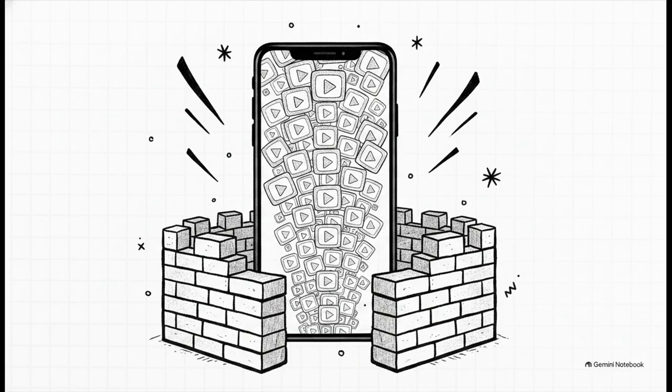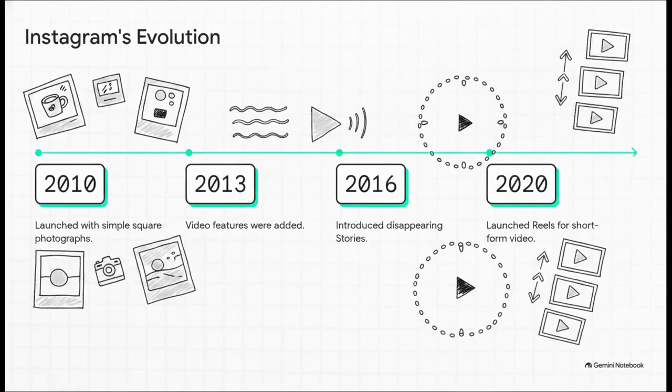TikTok fundamentally changed how people consume media, shifting away from just following your friends to watching an endless stream of algorithmically recommended vertical videos. But the real threat for Meta wasn't just losing users. TikTok was threatening to steal Instagram's most valuable asset, its creators. To keep those creators profitable and their economy thriving, Meta knew they had to adapt the core product and lean heavily into video.